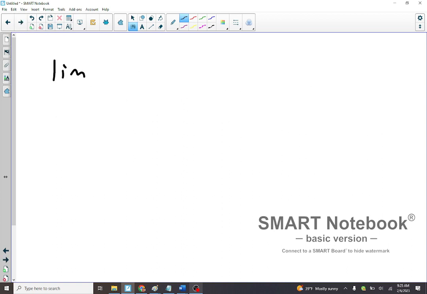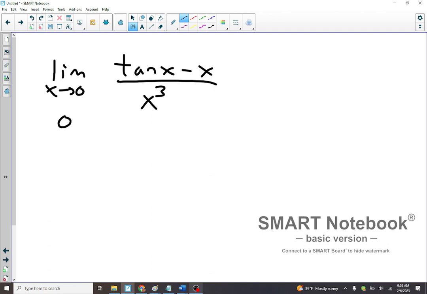The limit as x approaches 0 of tan x minus x over x cubed. The bottom is 0, but whatever, I'll figure those out later. In this case, we can't plug in 0 because tan of 0 is 0, so 0 minus 0 over 0 is 0 over 0. That's not okay.